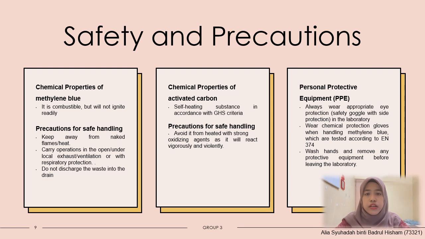Next, I will be presenting on the safety precautions of the experiment according to the material safety datasheet. Chemical properties of methylene blue: it is combustible but will not ignite readily. The precautions for self-handling of methylene blue: keep away from naked flames or heat. Carry out operations in the open or under local exhaust ventilation or with respiratory protection. Do not discharge the waste into the drain.